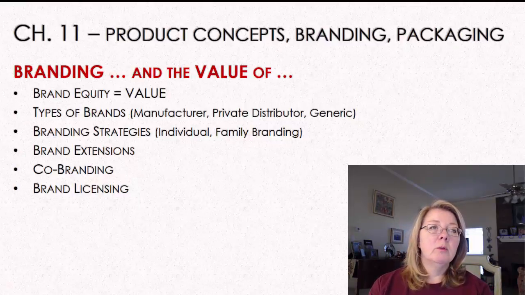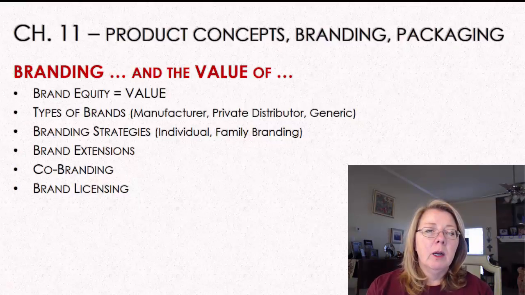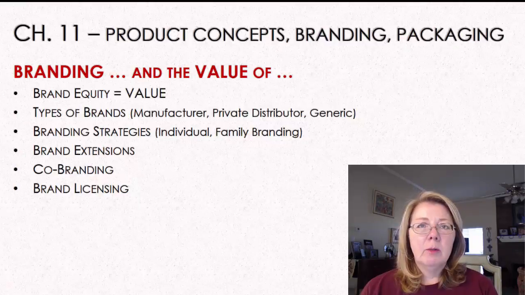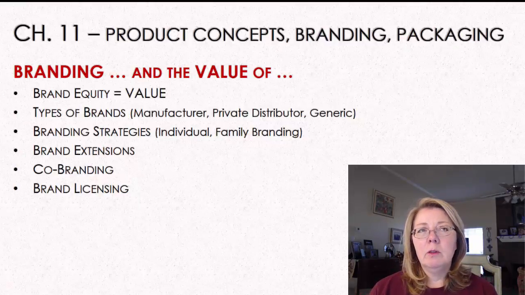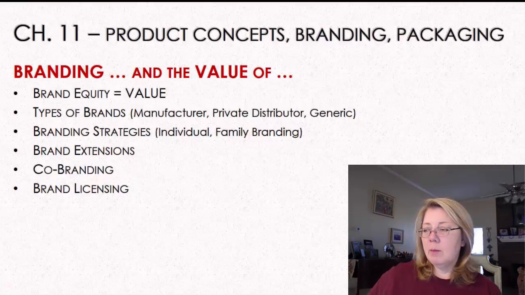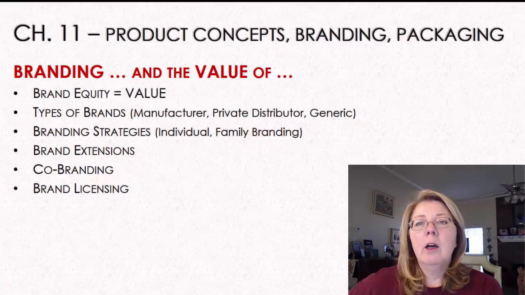Co-branding, this is when two players, two different brands come together on a product. It can be a real win-win to leverage the names of well-known companies that have a high brand equity. And then brand licensing, this has to do with when you allow some other manufacturer to use your brand name. So you'll see this a lot with sports, professional football team jerseys and hats and things like that. That's an example.